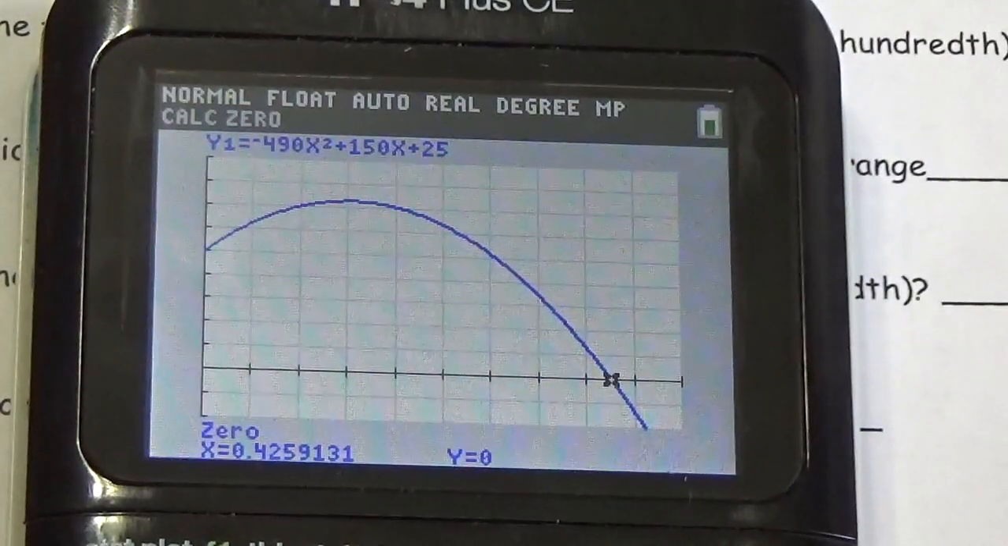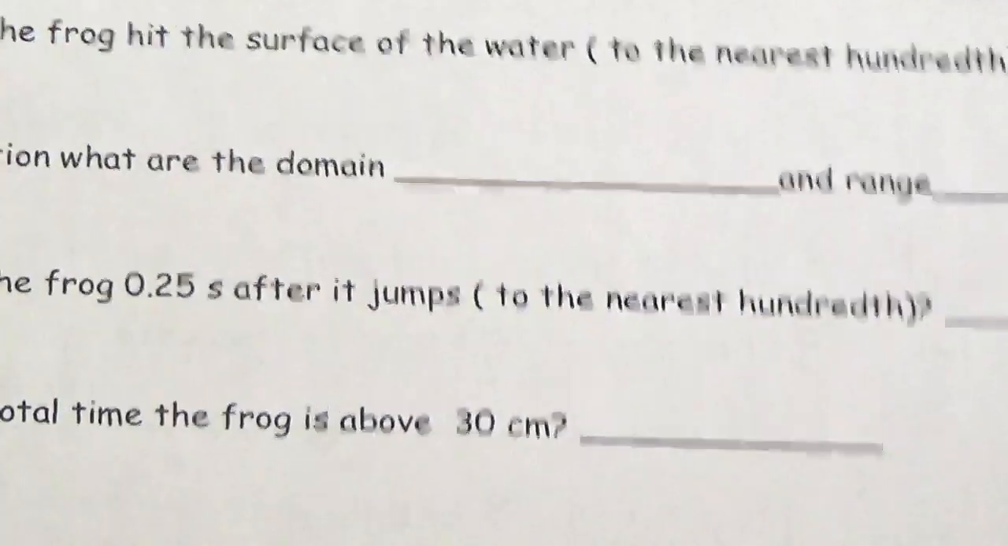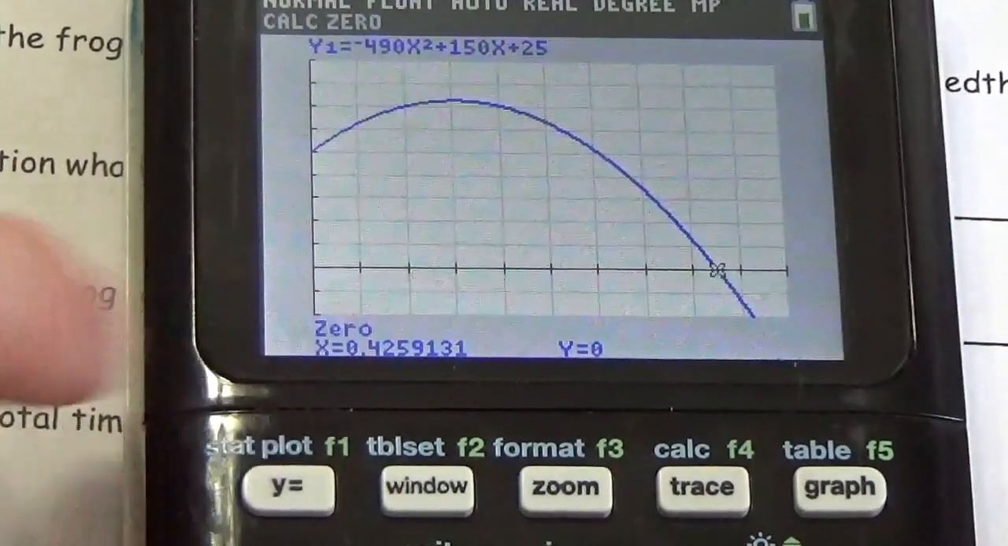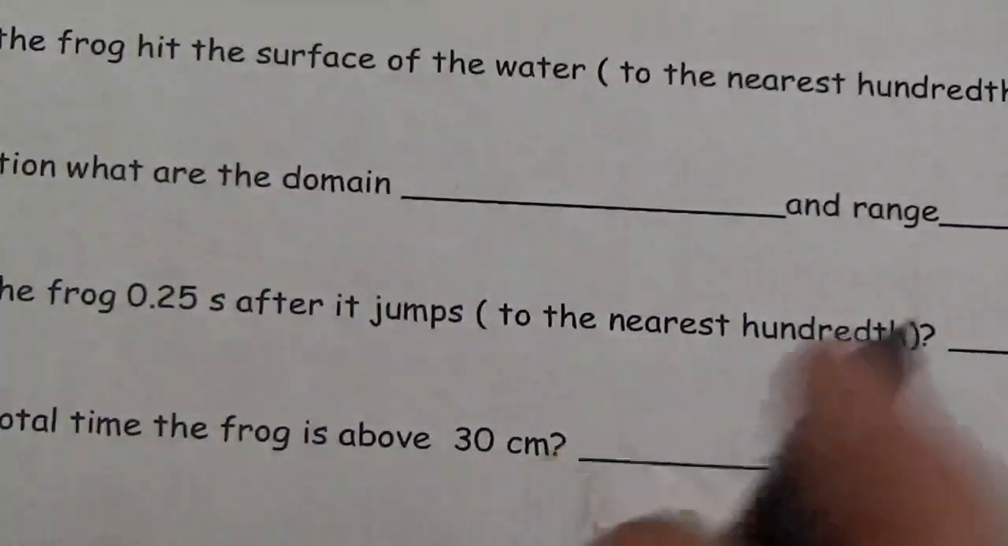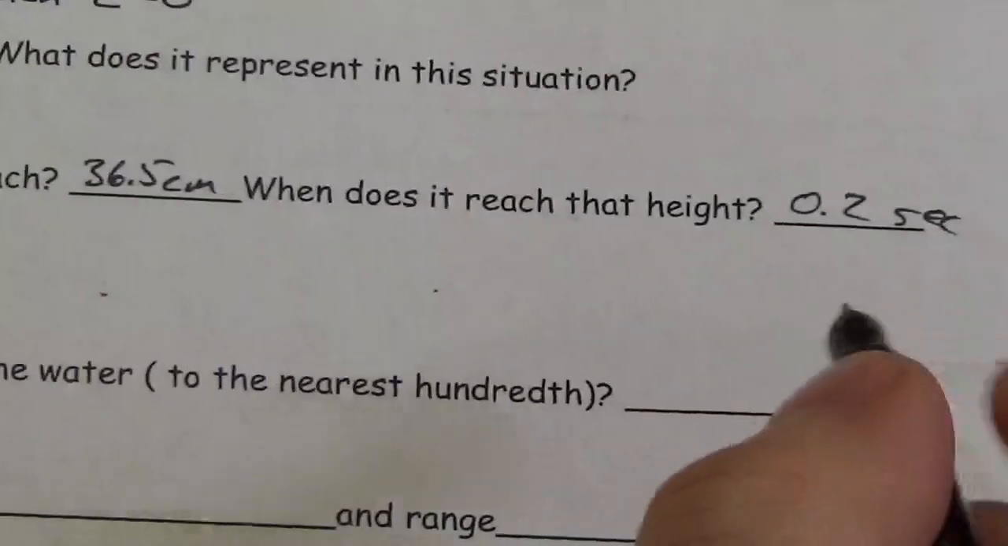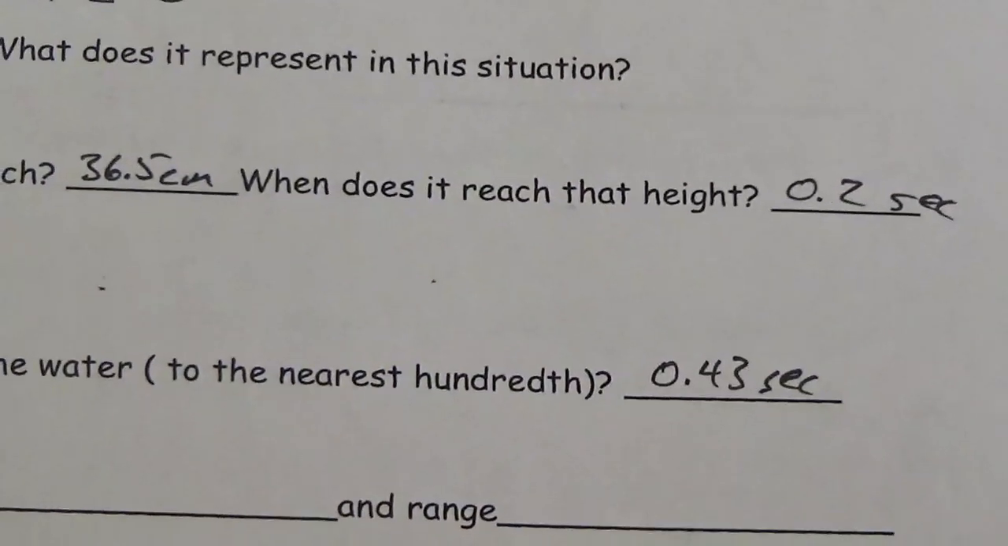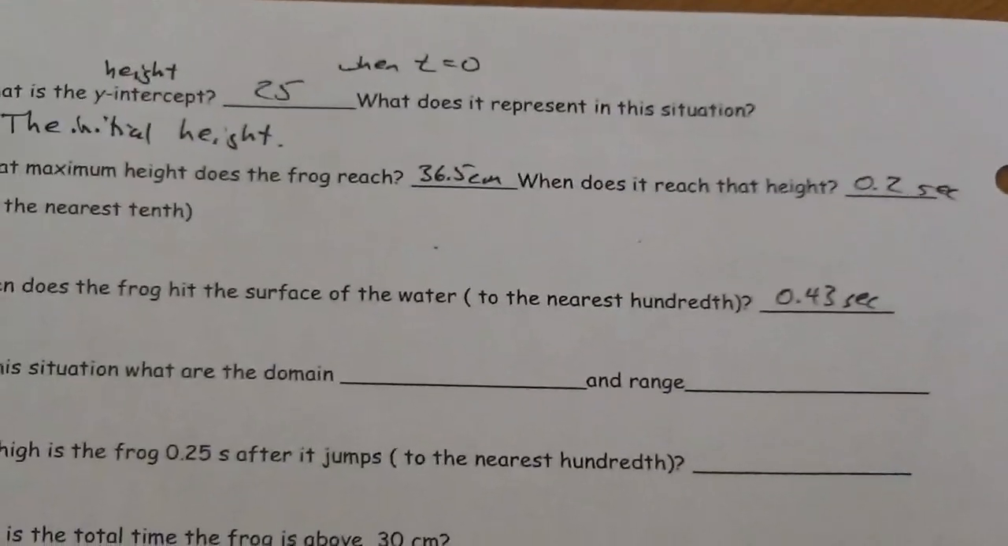Press enter, and it finds it, and my x-intercept here is 0.4. Okay, whoops, this is to the nearest hundredth. Let's take a quick look at that again. So 0.43. So at 0.43 seconds. And we'll zoom out again.